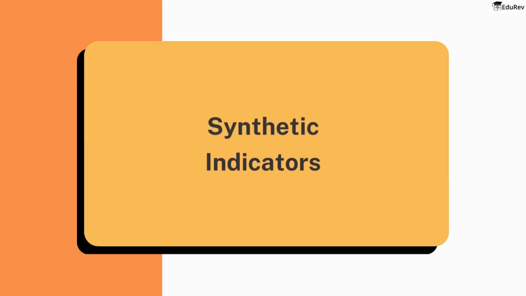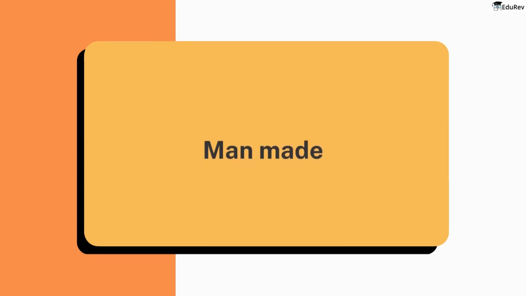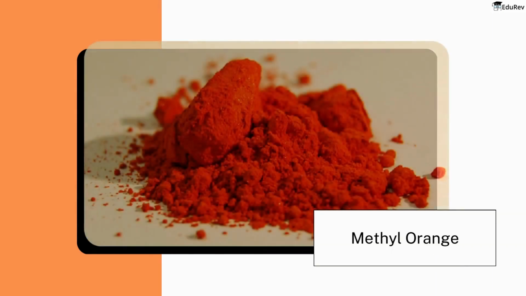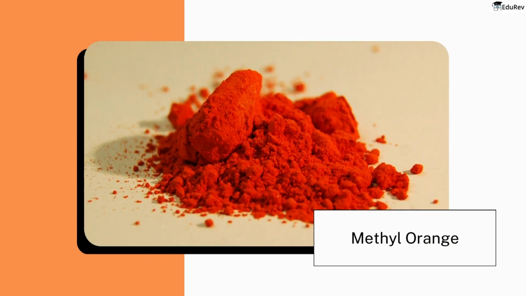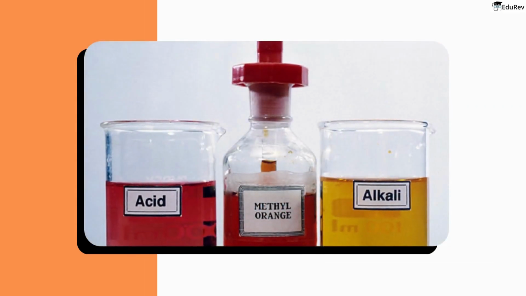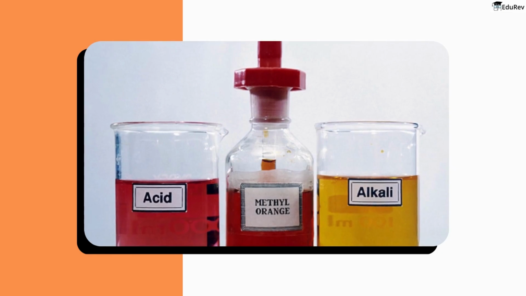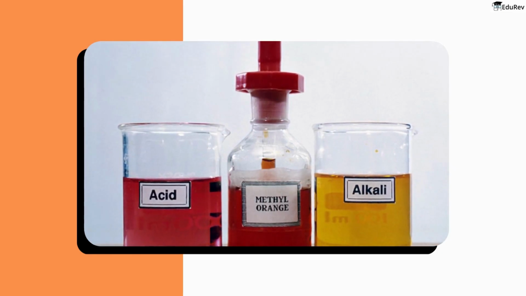Now, let us move on to synthetic indicators. Synthetic indicators are those which are man-made. The first one we are going to discuss is methyl orange. The name itself tells that it is orange in color. When acid is added in methyl orange solution, it turns red, whereas in base it turns yellow.